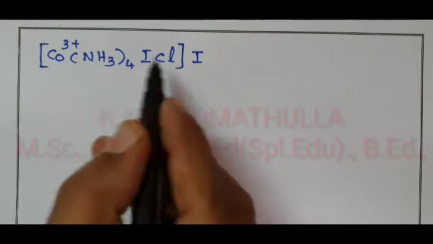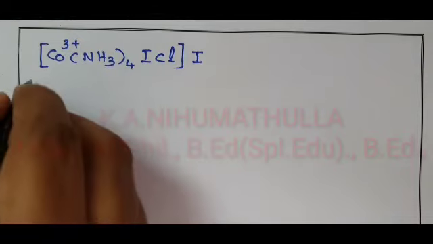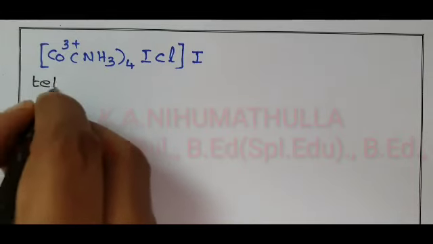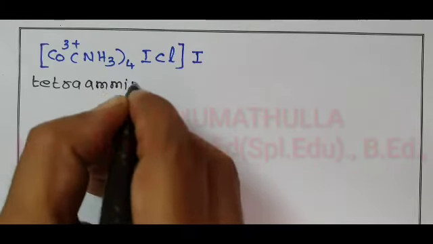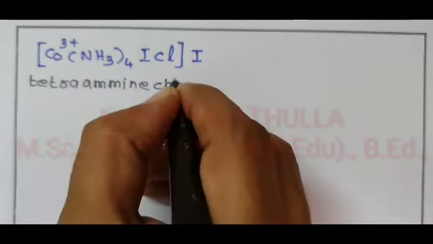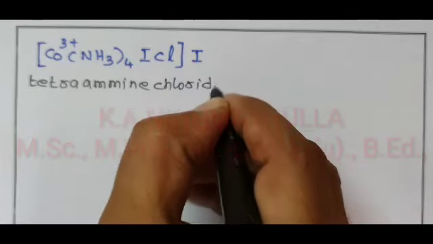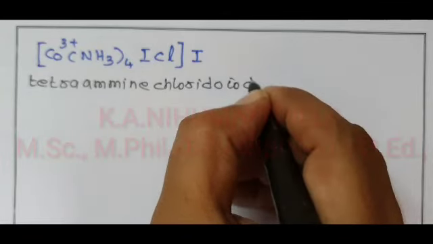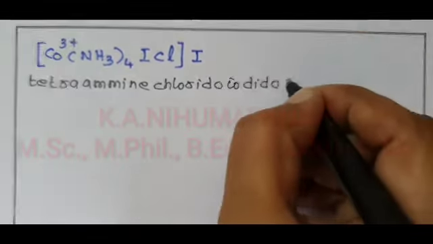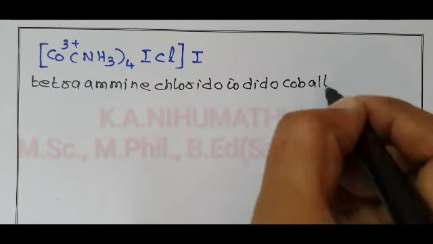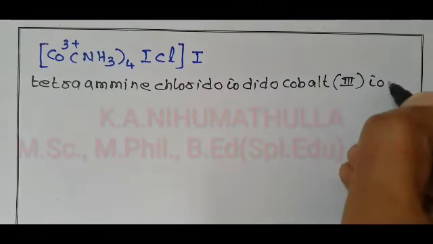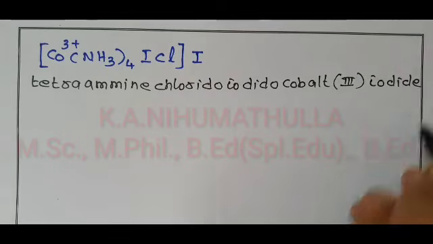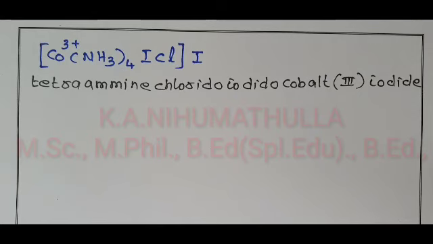Ammine first, chlorido second, iodido third. The IUPAC name of this compound is tetraammine chlorido iodido cobalt(III) iodide: central metal ion cobalt, oxidation state 3, and outside of the complex, iodide counterion is present. Now this compound with AgNO3 gives yellow precipitate.